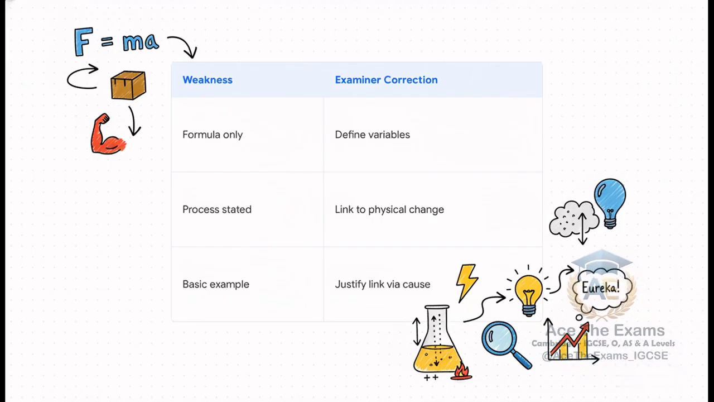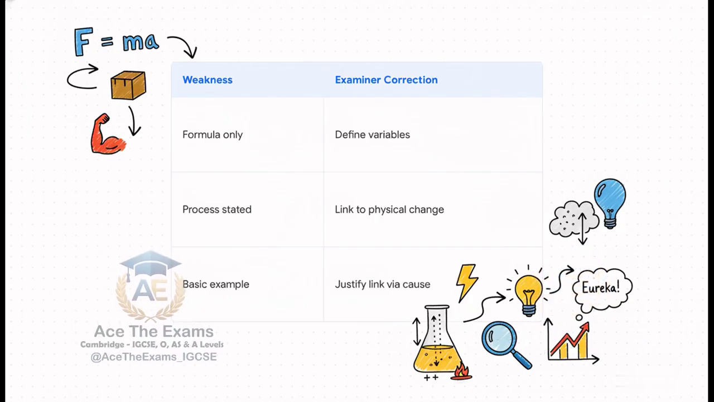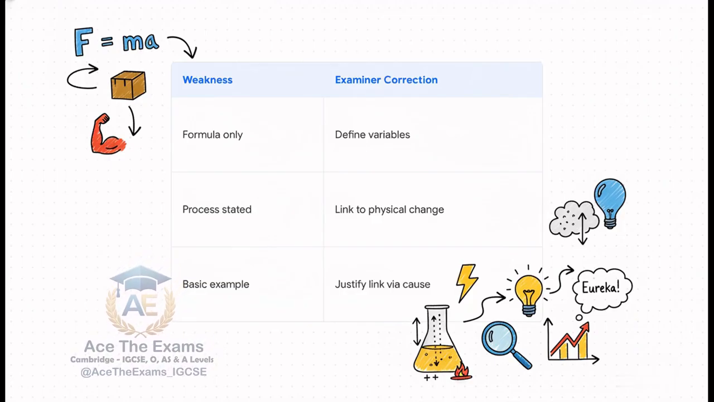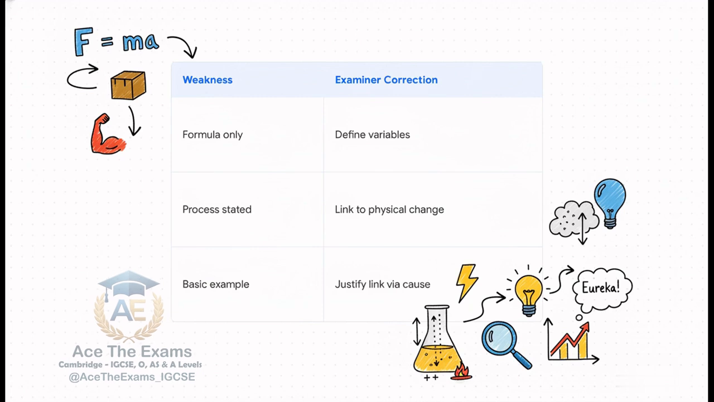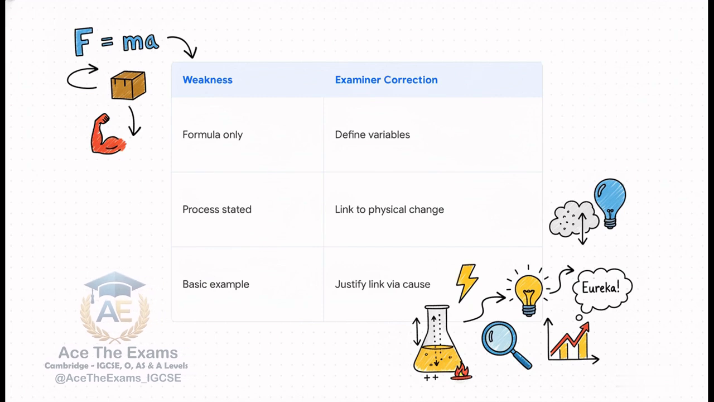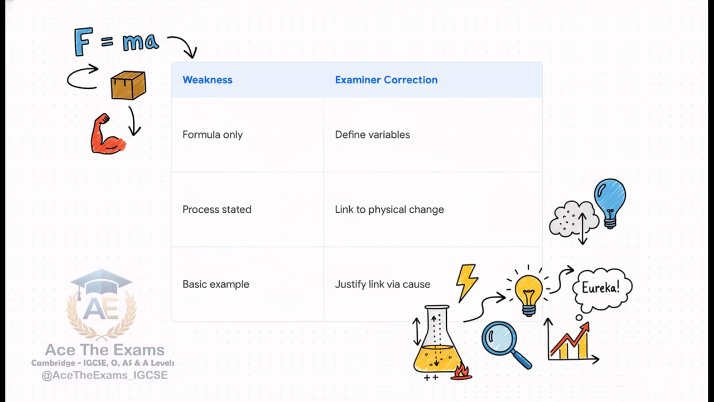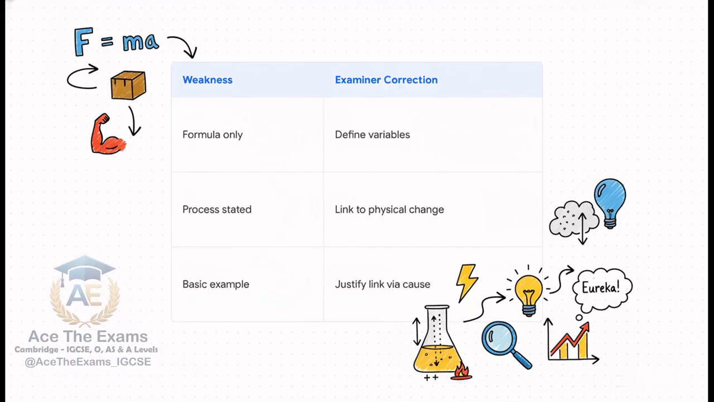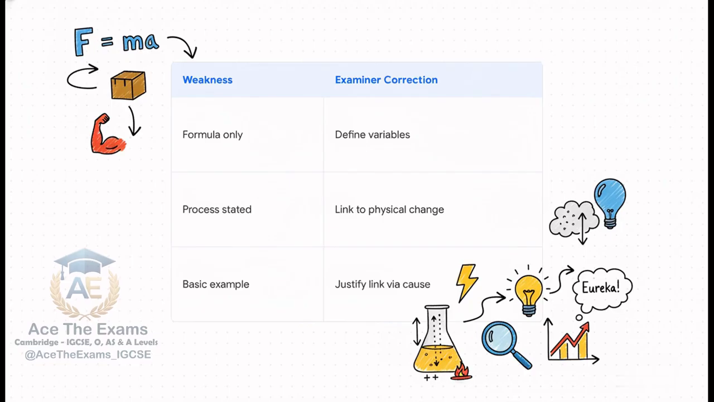Let's look at the first major weakness, writing the correct formula without explaining the variables. If you just slap F equals ma on the page, sure, you might get a single mark, but to secure all the explanation marks, you must define the specific variables in the context of the question. Whose mass? What acceleration? Second weakness, quoting a process without linking it to a physical effect. You literally cannot just say convection happens and expect full credit. You must explicitly link it to a physical change. You have to say the fluid expands, it becomes less dense, and therefore it rises.